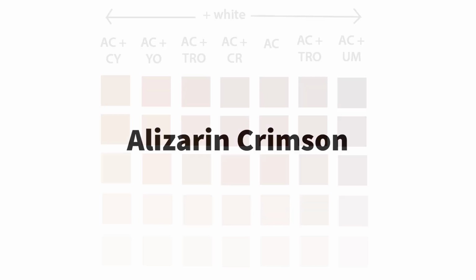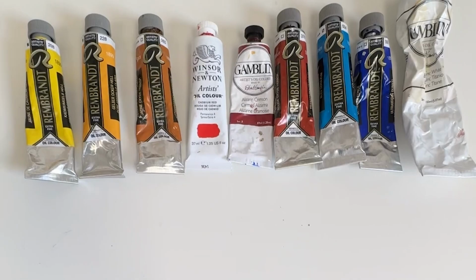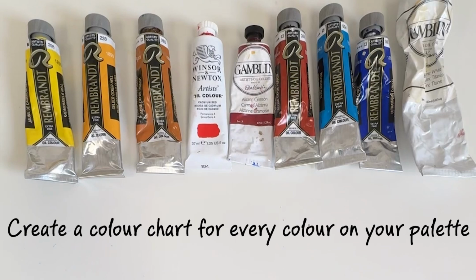Let's take alizarin crimson as our third example. I do exactly the same thing. I mix 1 part alizarin crimson, 1 part cadmium yellow light, then 1 part alizarin crimson plus 1 part yellow ochre light, etc. And then, just as I did before, I add white. This will be my third colour chart. You need to make a colour chart for every single one of the colours that you use on your palette.